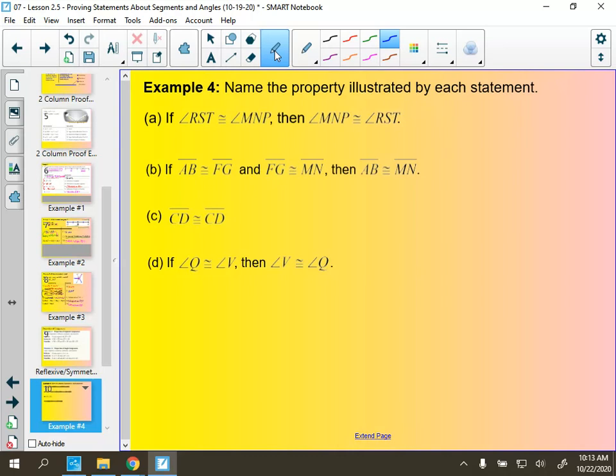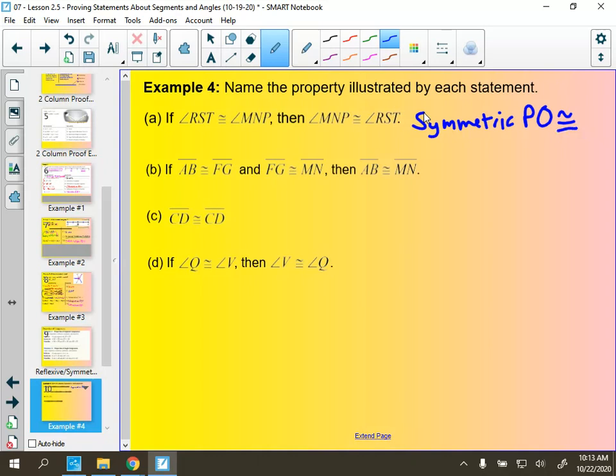Okay, so we're told that RST is congruent to MNP, MNP is congruent to RST. So what actually ended up happening? It flipped. That is our symmetric property of congruence, though. So just pay attention to your symbols.